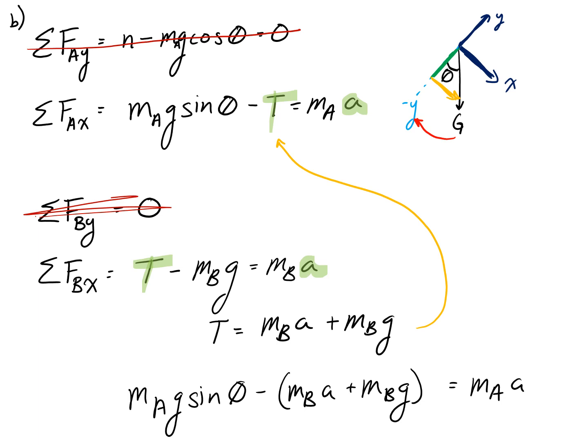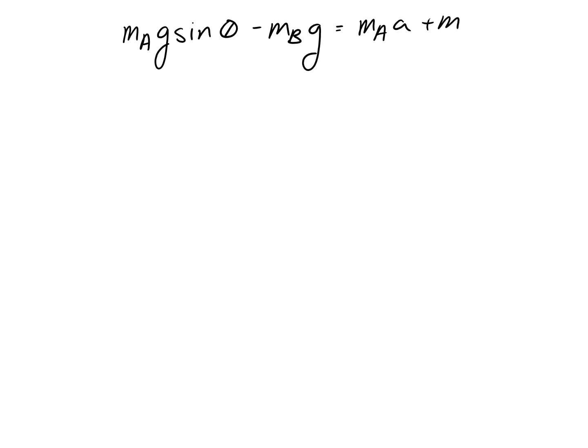So I have gone through and eliminated tension. It's no longer an unknown that I need to deal with in this question. So now when I go through and solve, I only have acceleration popping up on both sides of the equation. I can rearrange this and solve. So let's go ahead and do that. I'm going to have m_A g sine theta minus m_B g equal to m_A a plus m_B a.